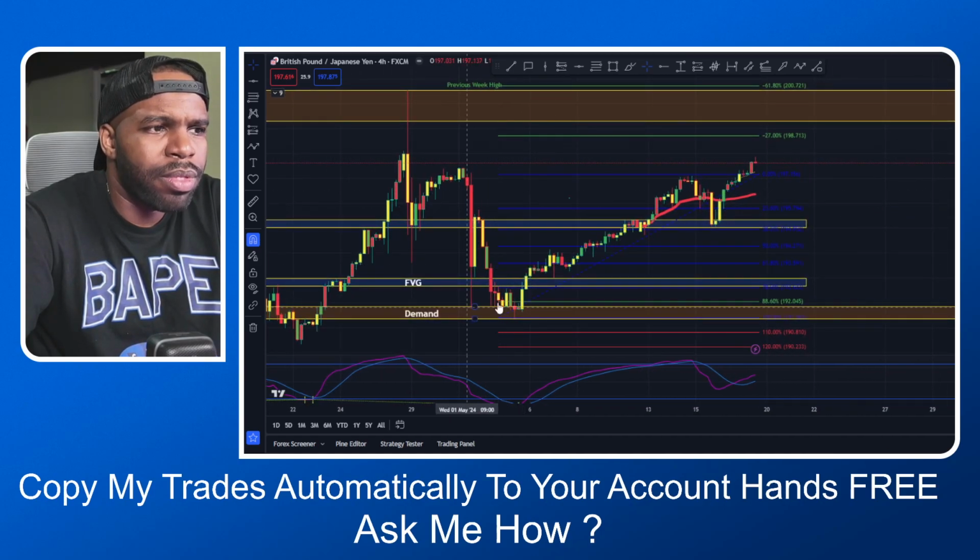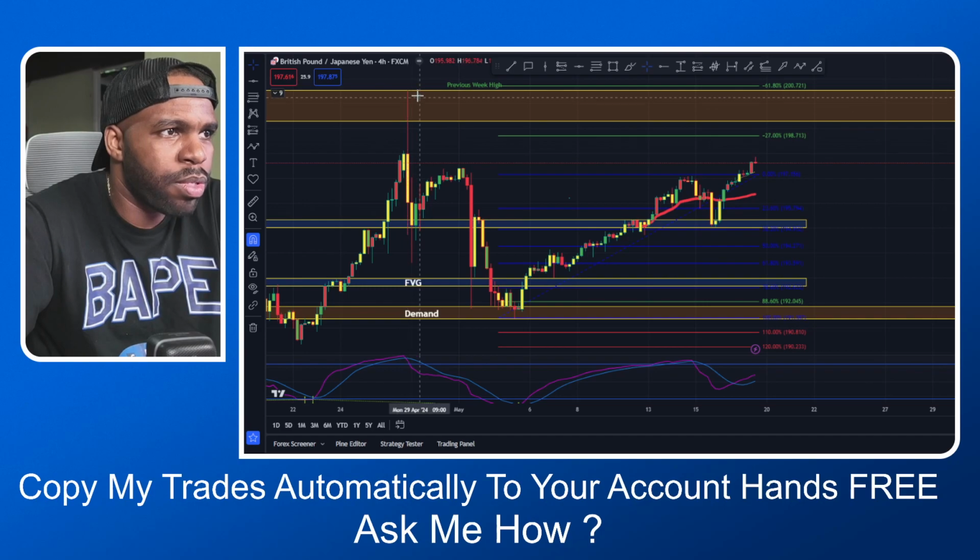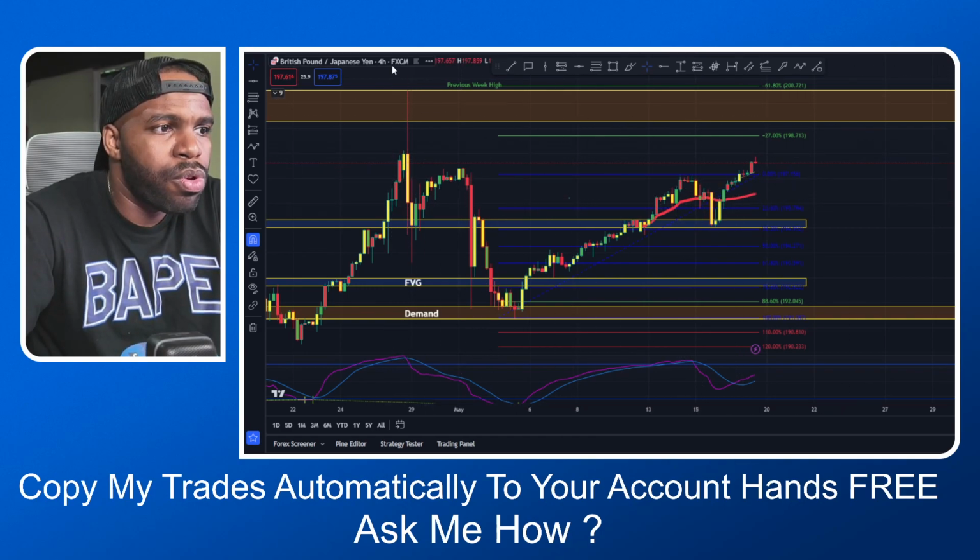I drew this out, and none of this was here. When I drew this right here, none of this stuff was here. Price was up here, basically. When I drew my zones and my fair value gaps and demand, price was up here. None of this stuff was there.